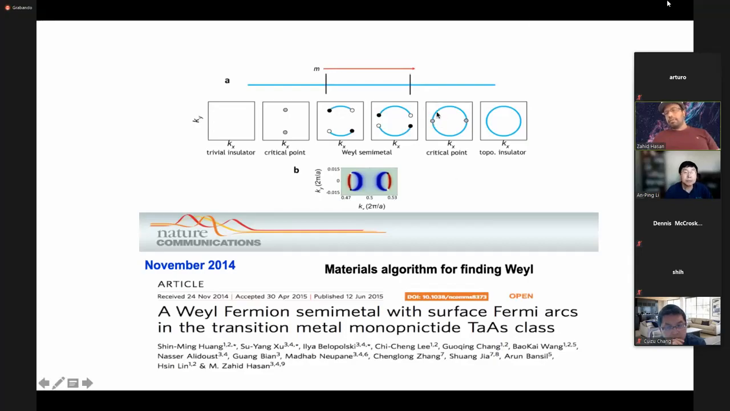Since you have to split, your Fermi surface will also get split. These are the Fermi arcs. So these are the Weyl fermions and these are the Fermi arcs. Since we were researching a lot how to find topological insulators one after another, we used this route, how to go from a topological insulator to a Weyl fermion or Weyl semimetal. So this is our prediction. We also gave a materials algorithm for how we found this.